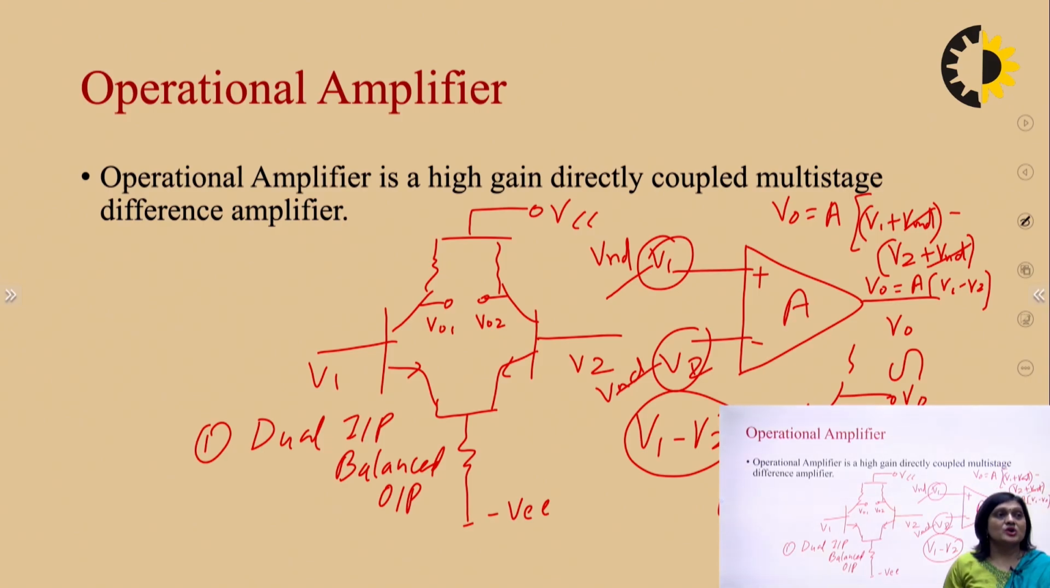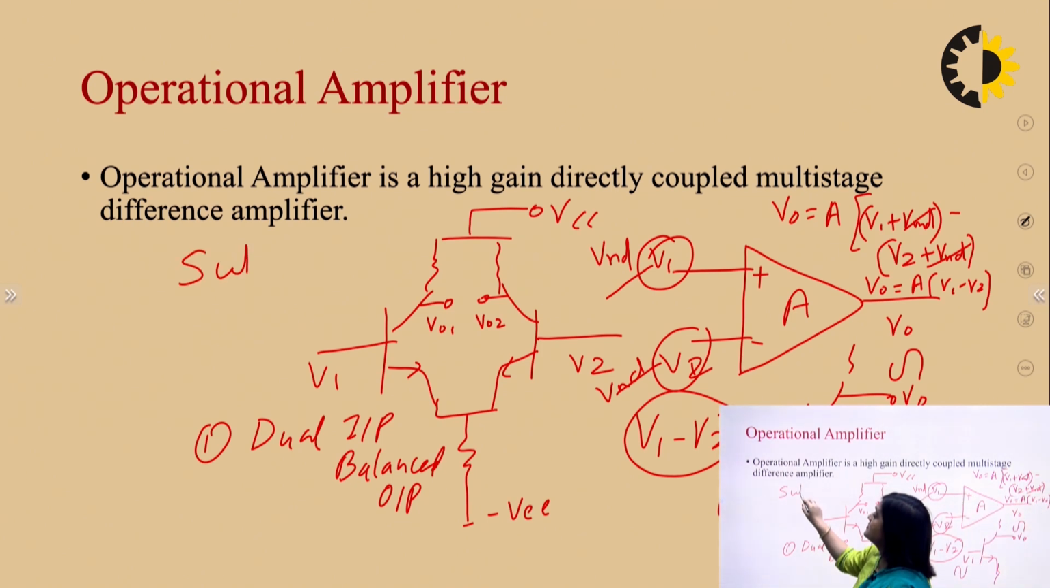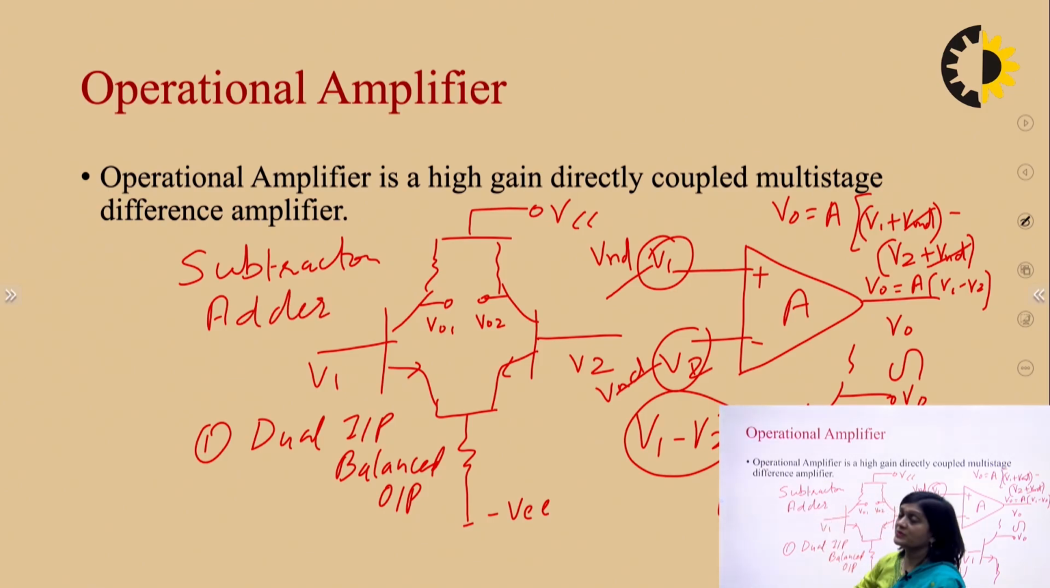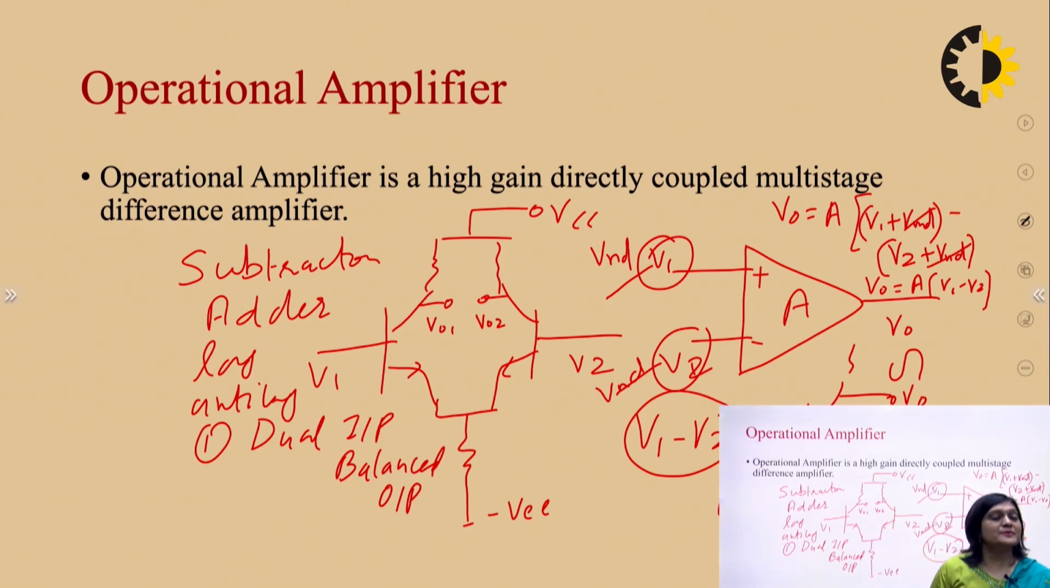And why is it called an operational amplifier? Because it performs different mathematical operations. Like we can design a subtractor with the help of this. Subtractor means if we apply two voltages V1 and V2 at the input terminals, then the output will be the subtraction of these two voltages, V1 minus V2. And we can design an adder with the help of this operational amplifier, a log amplifier and anti-log amplifier, and also an integrator and differentiator. So many mathematical operations can be performed with the help of this operational amplifier. That's why it is called the operational amplifier.